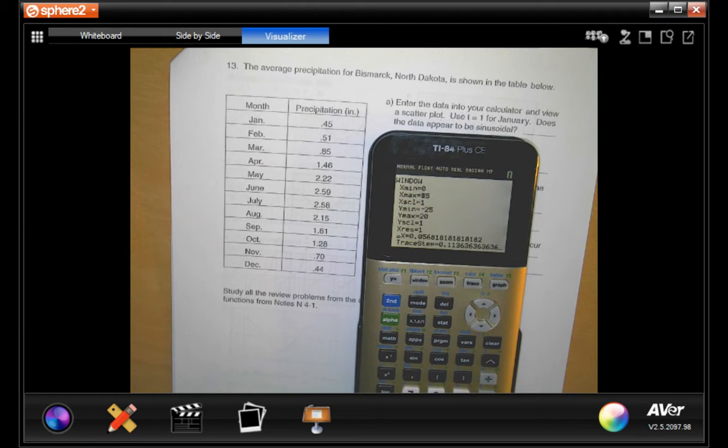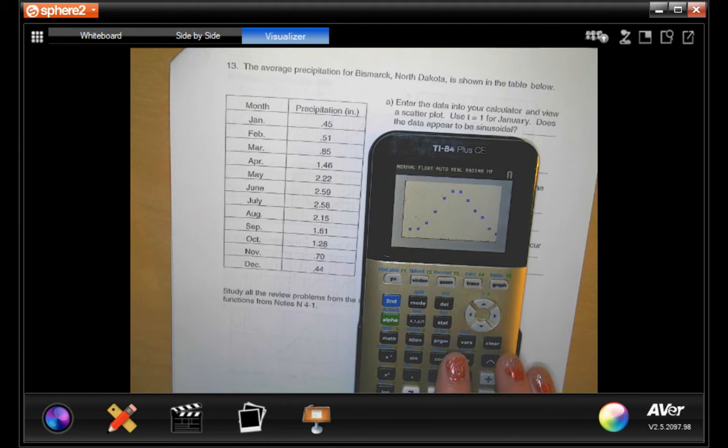So if I was going like 0 to 12, my y's would go 0 to 3, we'll say. And then you should. So it's not pretty, but it is sinusoidal. It doesn't match as well as the one we did on our notes. But okay, how do we get the equation?